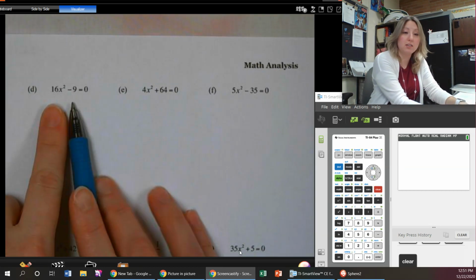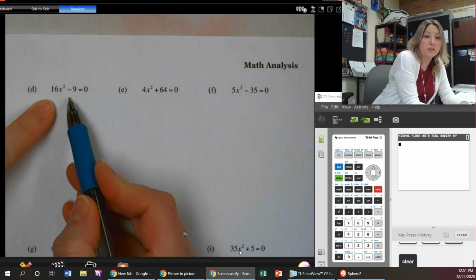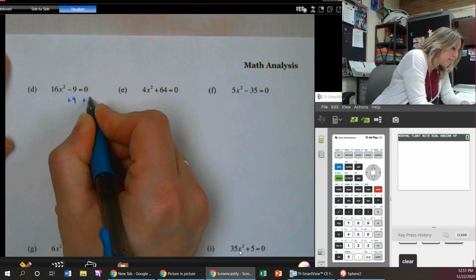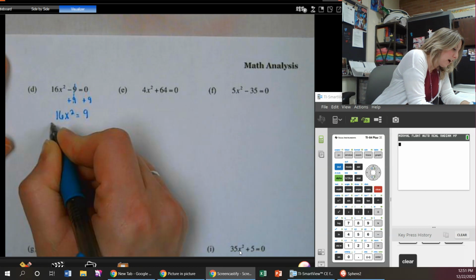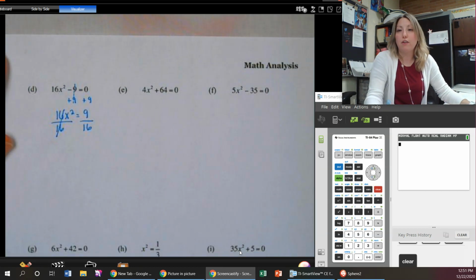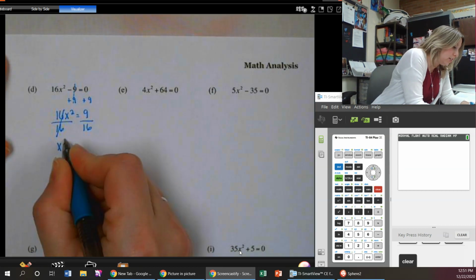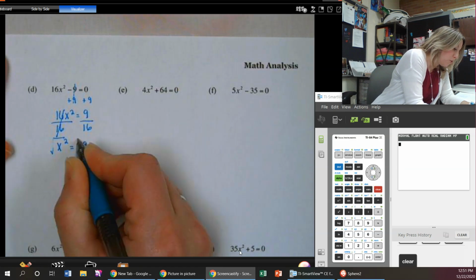Looks to me like some of these guys will still be perfect squares. So like here, for example, got to get x squared alone first. So start by adding 9 to both sides. Okay, so I get 16x squared equals 9. So divide both sides by 16. I know that 9 doesn't evenly divide by 16, but I've got to get my x squared alone first. So I'm going to leave that as a fraction and then take the square root of both sides.